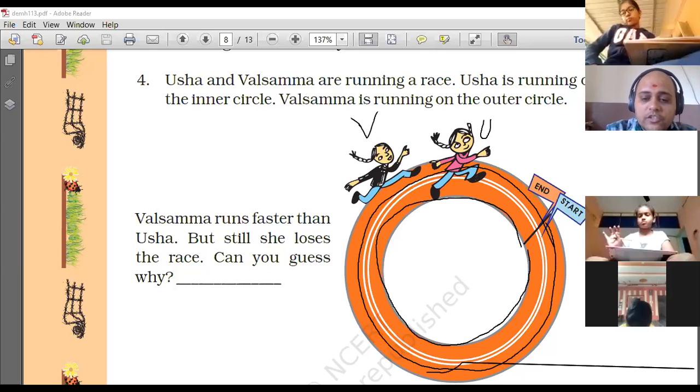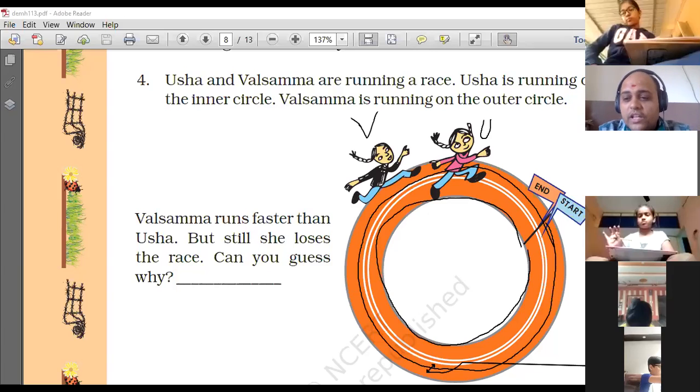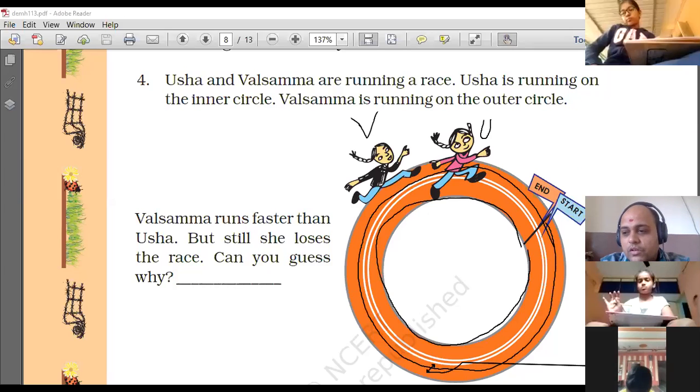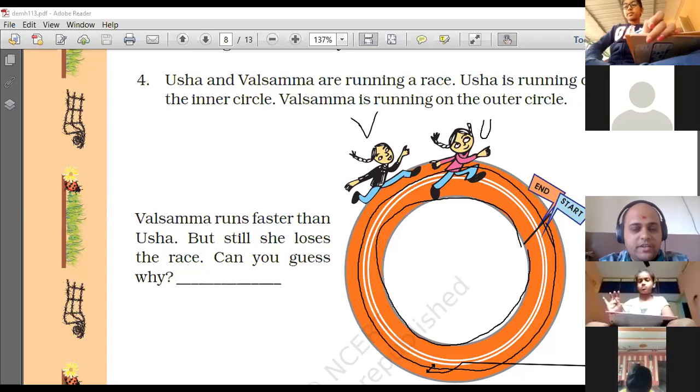Raise your hand if you can guess the answer. Shikha, tell me. Because her circle was big. If the circle was big, then did she run more or less? More. She ran more, right? Very good.